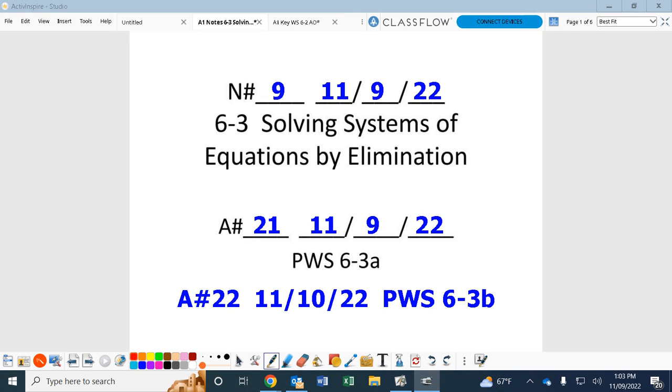So we have already solved systems of equations by graphing. That was the first method that we used. That's what we took a quiz on. The second thing that we have is solving systems by substitution. That's usually, out of the three, considered the most challenging.